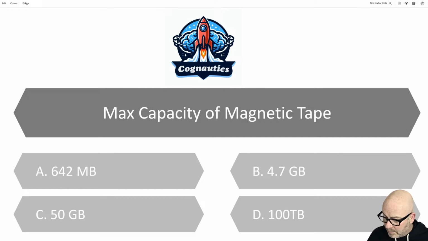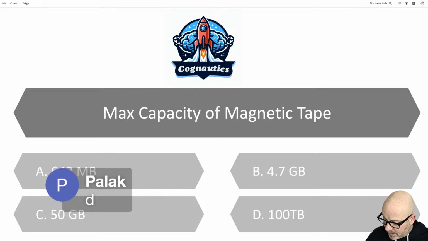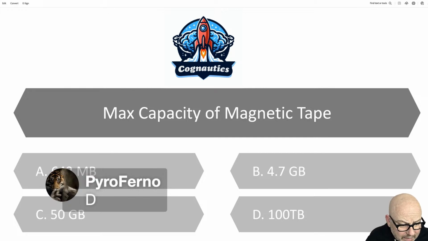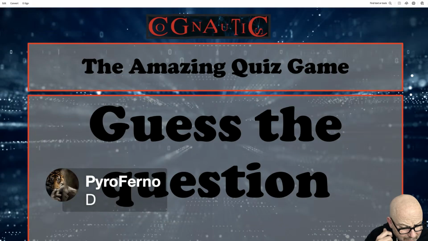who did, Palak said D, yeah, Palak said D, and Palak can have the sitar transition. Uma has said D, he can have a crumple of paper. I've got random sounds. Pyroferno said D. Yeah, you're obviously spot on. It exactly is D. So let's do that one.